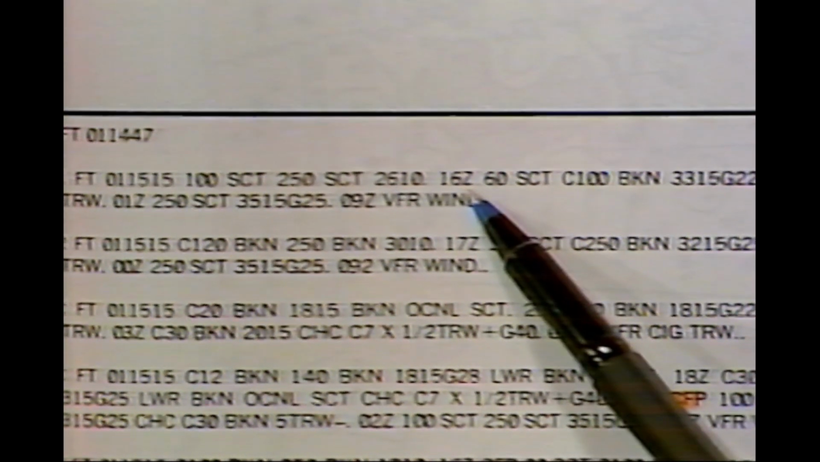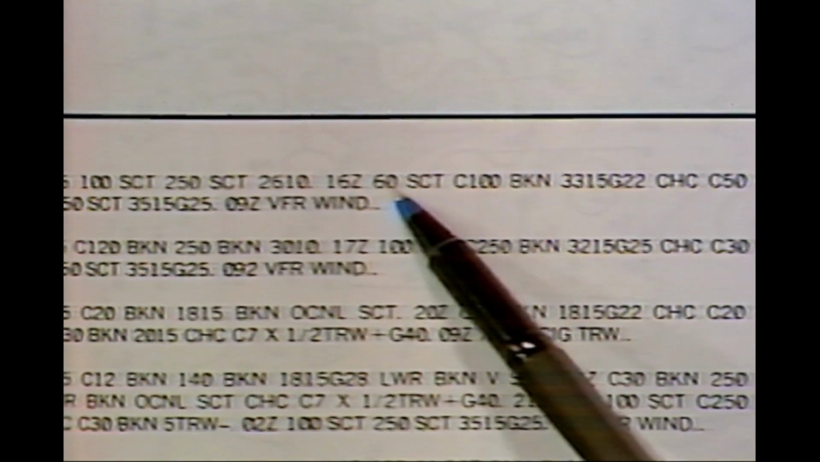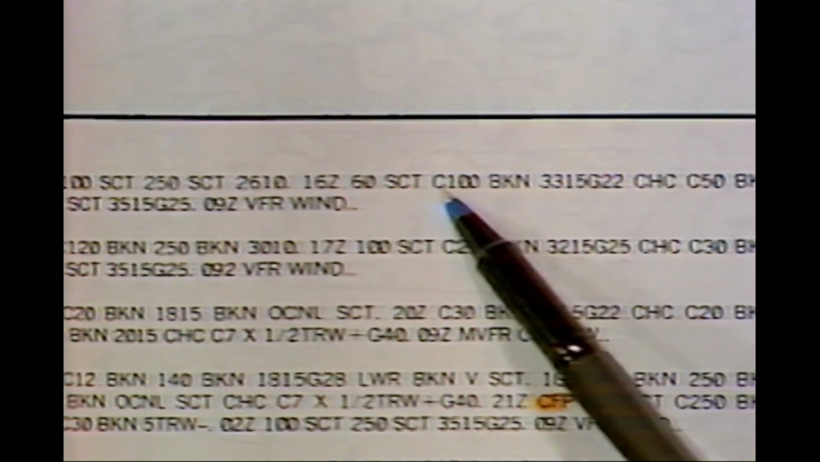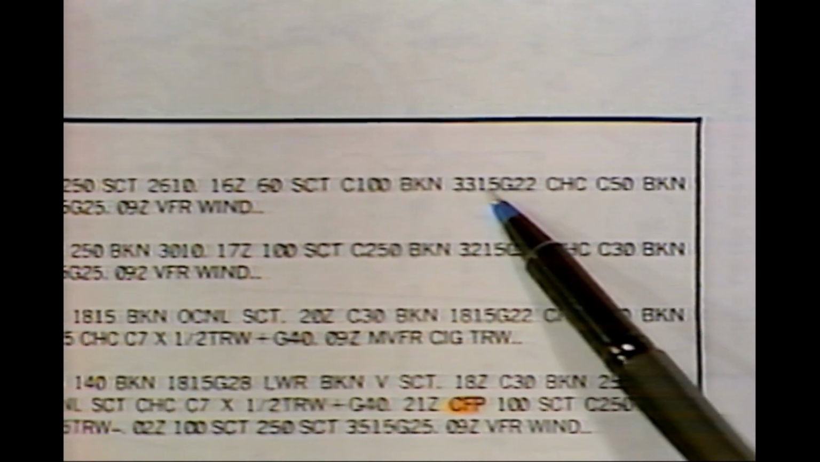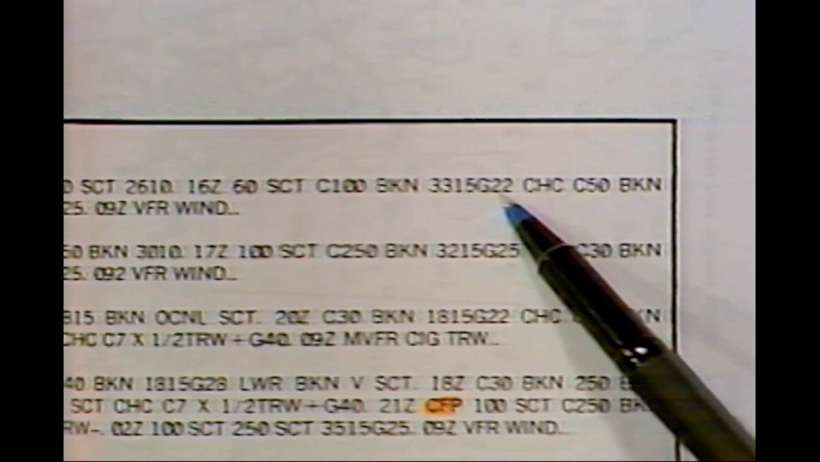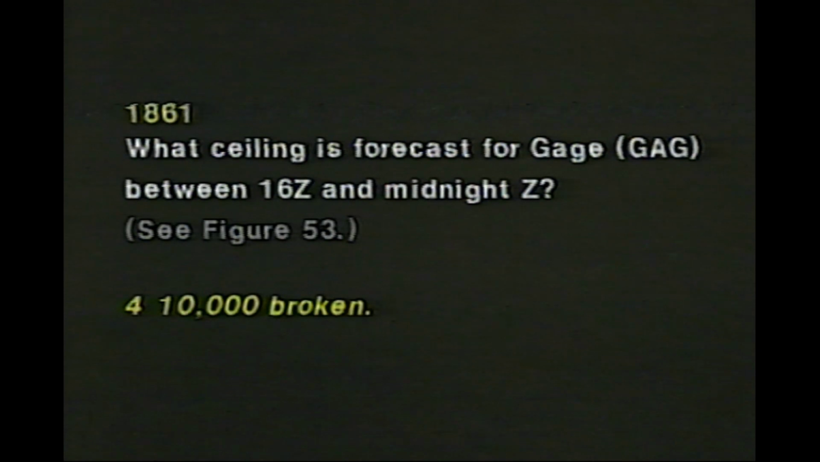And then by 16 Zulu, here we have another forecast, and we're having forecast to have 6,000 feet scattered, a ceiling of 10,000 feet broken. The winds from 330 at 15 knots, gusting to 22 knots. So it's answer number 4, 10,000 feet broken.